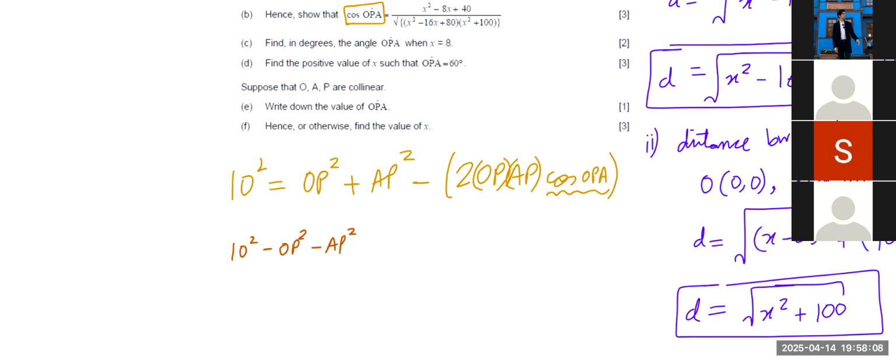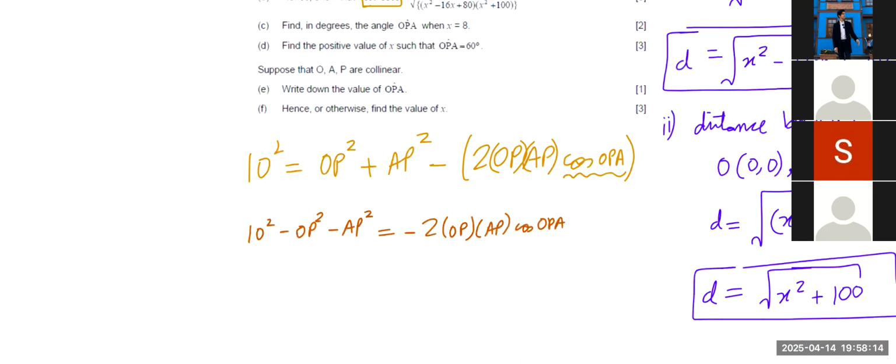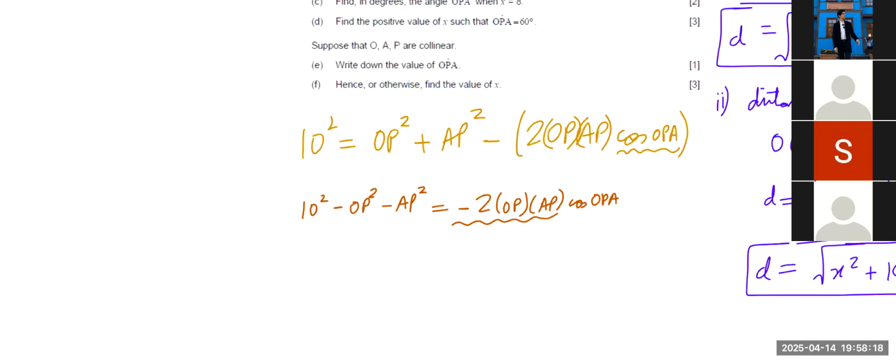And I have this now. And then I will divide everything, both sides I mean, by this stuff, which will give me 10 squared minus OP squared minus AP squared divided by negative 2 times OP times AP equals cosine OPA.